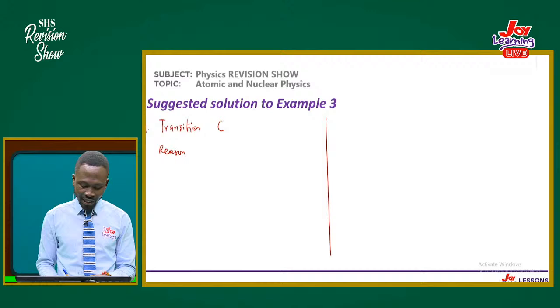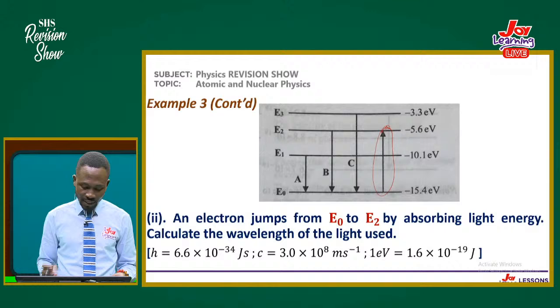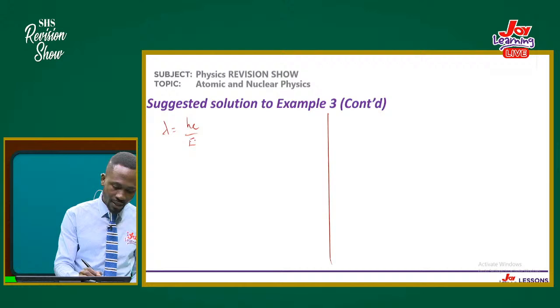I want you to answer the second question. The second question, I have it. You're asked to calculate the wavelength of the light you use. So can I go through the steps, or should I just voice out the answer? I would like to know how you're getting your answer. So we have the wavelength to be HC over E, where H is Planck's constant, C is the speed of light, and E is the energy.